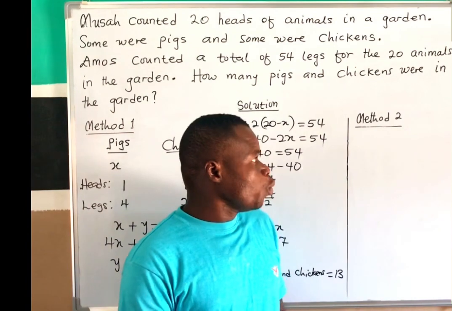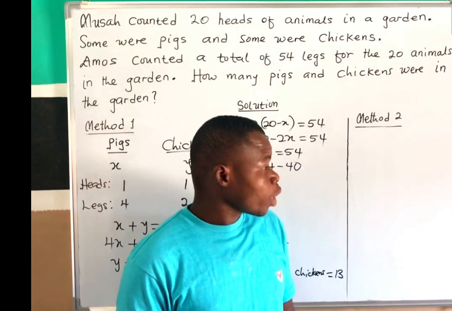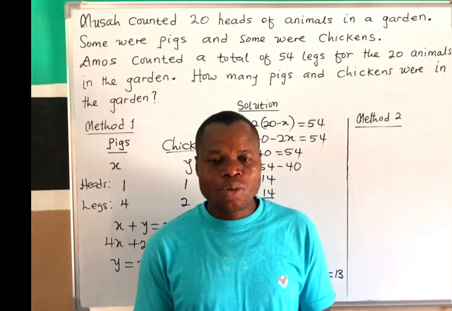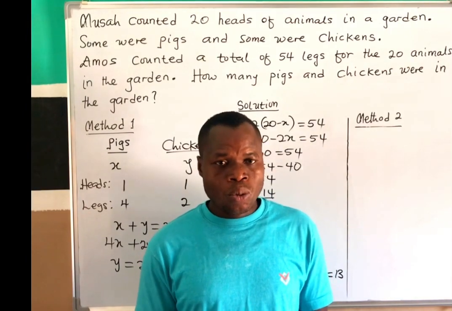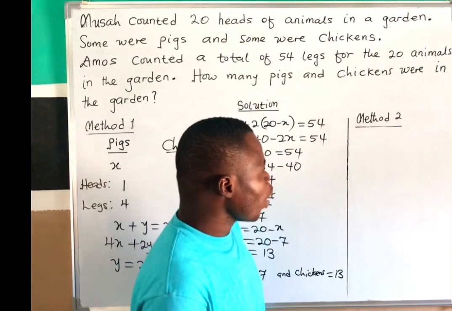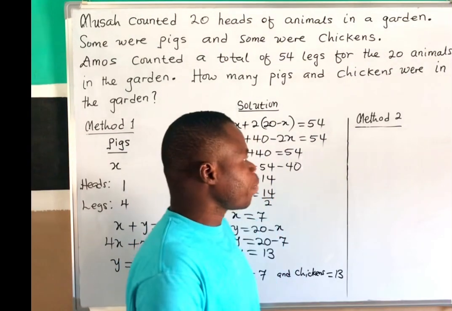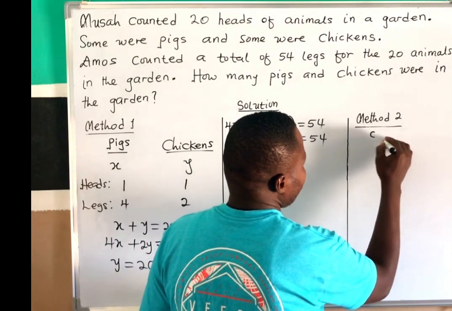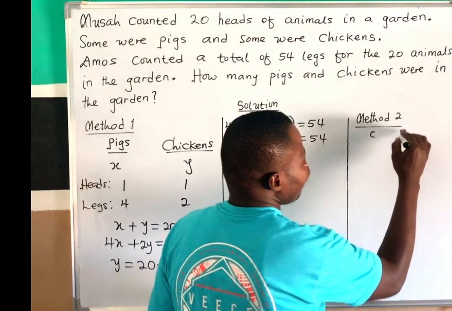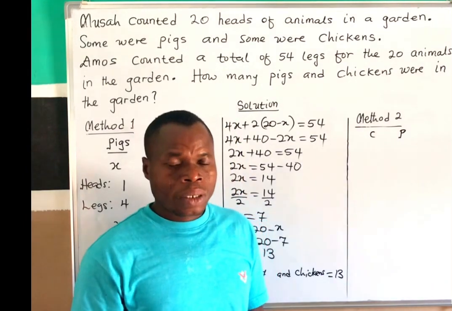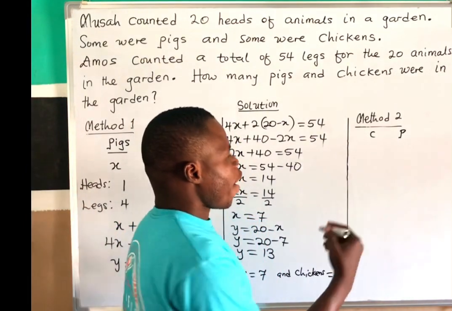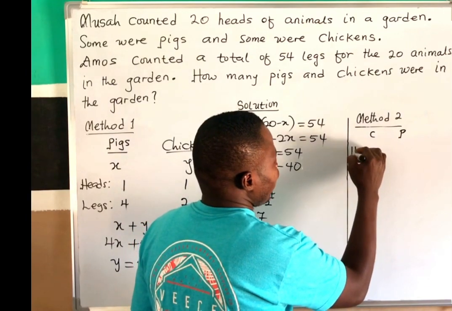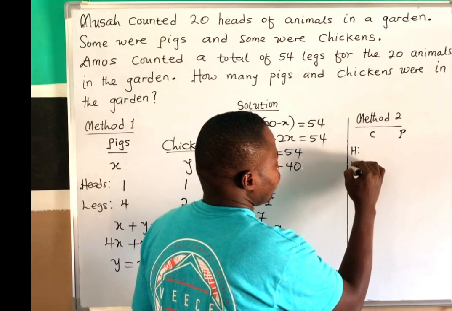Now, let's use method 2. Method 2 is for when the question is an objective test, and you have to work it within less than 1 minute. So what you do is use variables to represent the animals you are talking about. I will use C here for chicken, P for pig. Now, after that, I will write head and leg.